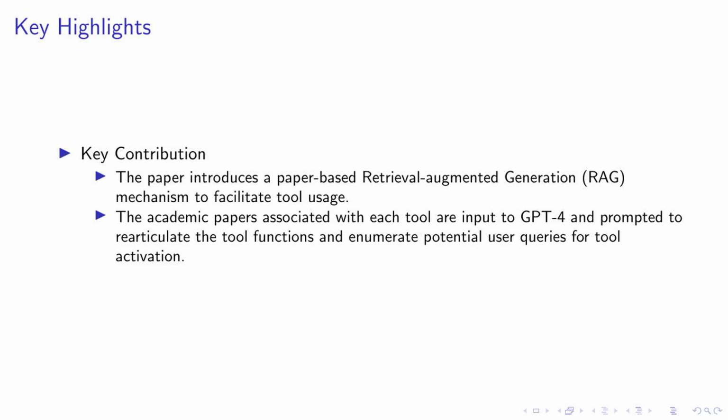In this slide, we delve into the key contributions of our research. We've introduced a novel mechanism known as paper-based Retrieval-Augmented Generation, or RAG, to enhance tool usage. This mechanism leverages the wealth of information found in academic papers related to each tool. We feed these papers into GPT-4, prompting it to rephrase the tool functions and generate potential user queries for tool activation. This approach allows us to cover a wide range of application scenarios and provides a comprehensive understanding of each tool. This is a significant stride in our quest to improve tool usage accuracy and versatility.